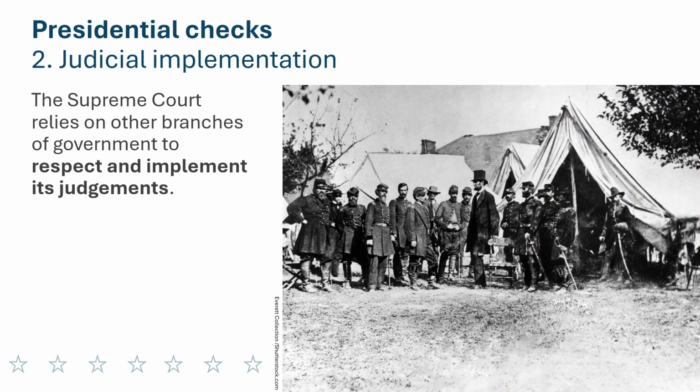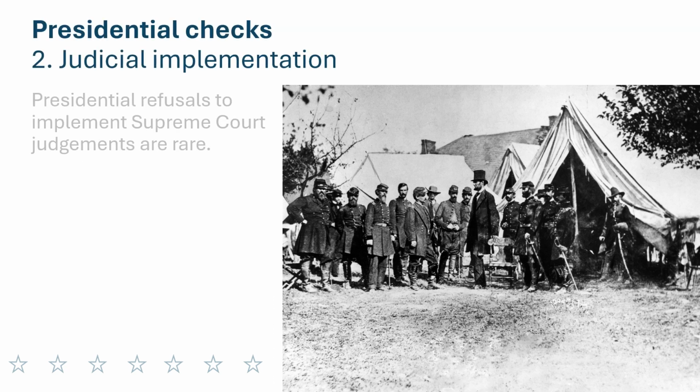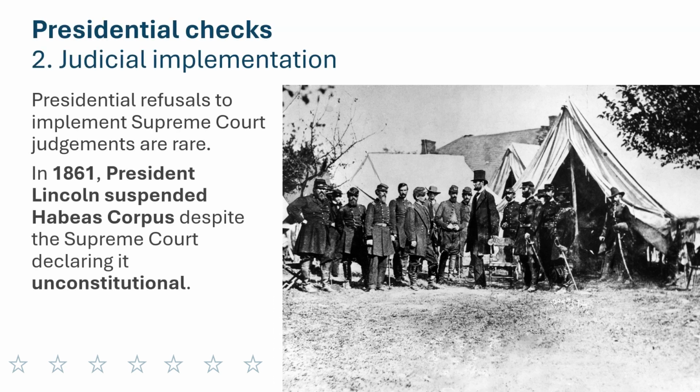Secondly, judicial implementation. The Supreme Court relies on other branches of government to respect and implement its judgments. Presidential refusals to implement Supreme Court judgments are very rare. In 1861, President Lincoln suspended habeas corpus despite the Supreme Court declaring it unconstitutional.